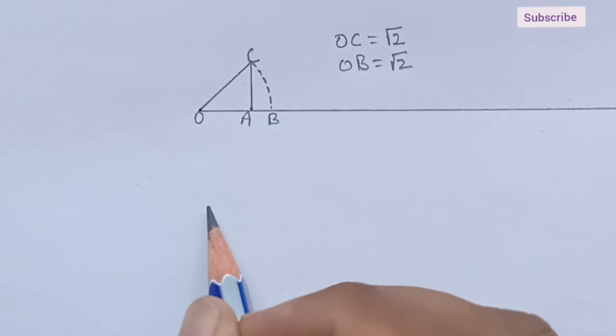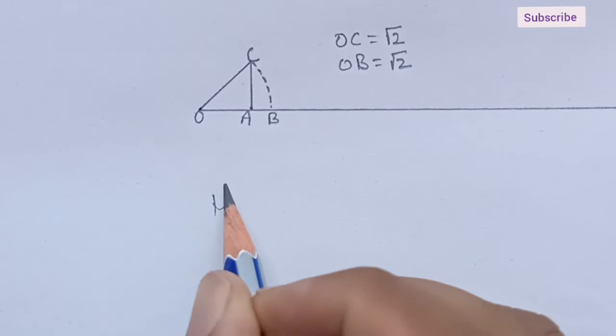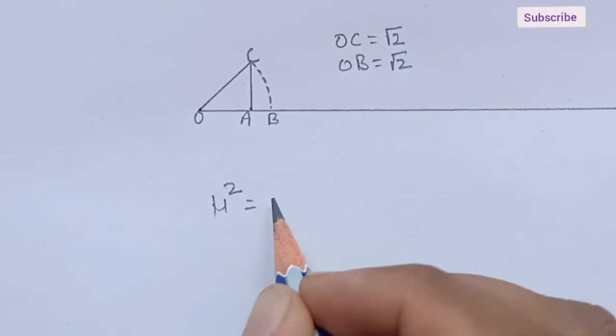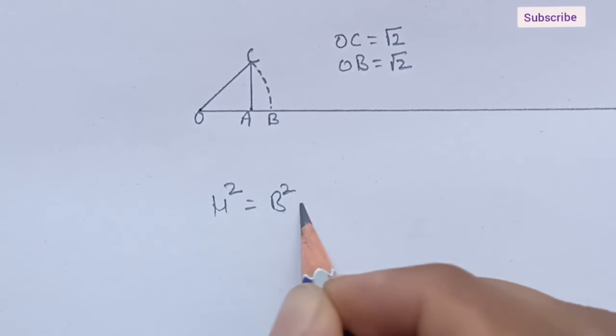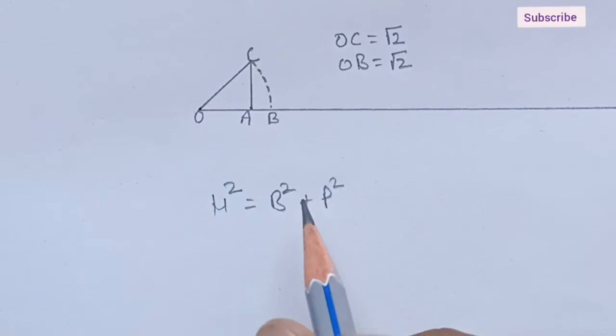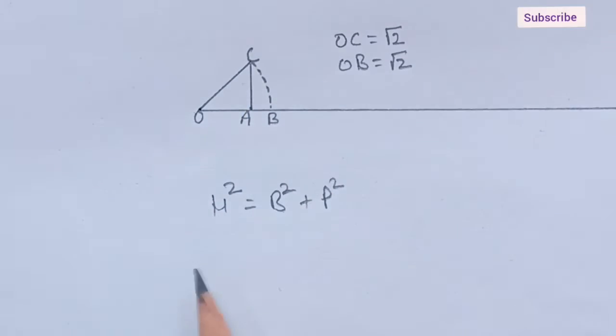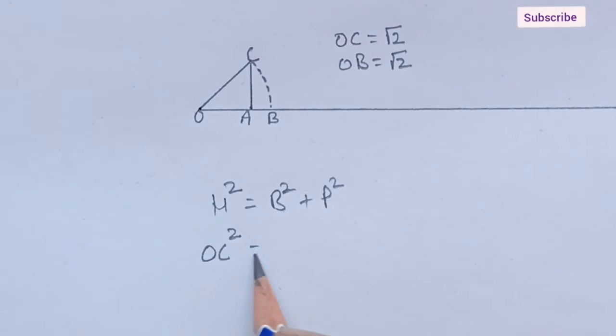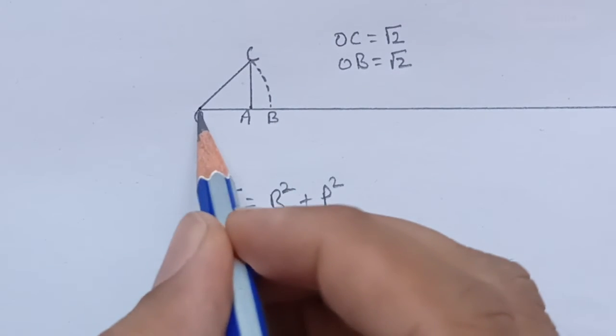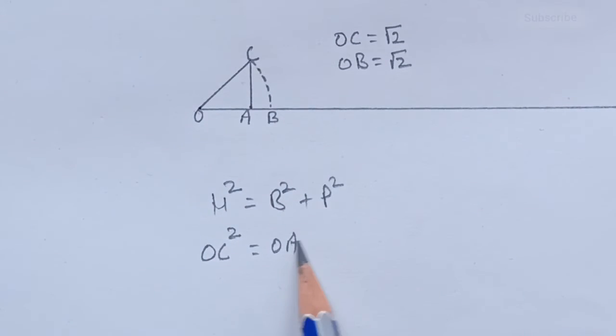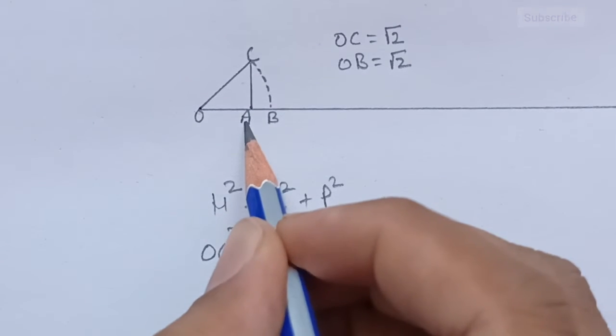Pythagoras theorem is hypotenuse square is equal to base square plus perpendicular square. Hypotenuse is OC square. Base is OA square. Perpendicular is AC square.